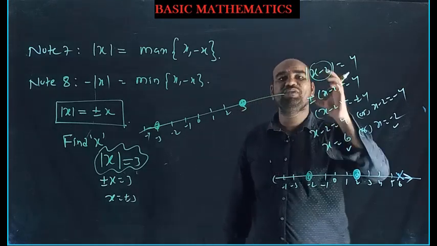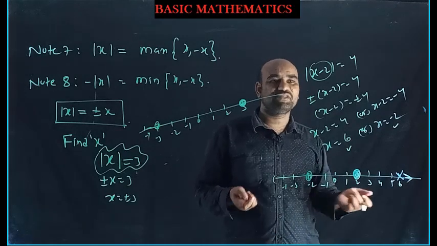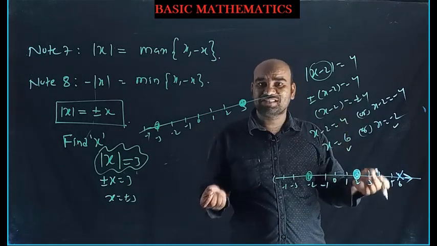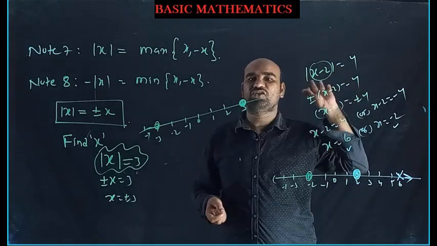The geometrical meaning is more important than the algebraical meaning. Mod of x minus 2 equal to 4 means we want to identify the real number x on the number line so that the distance from 2 to x should be 4 units.